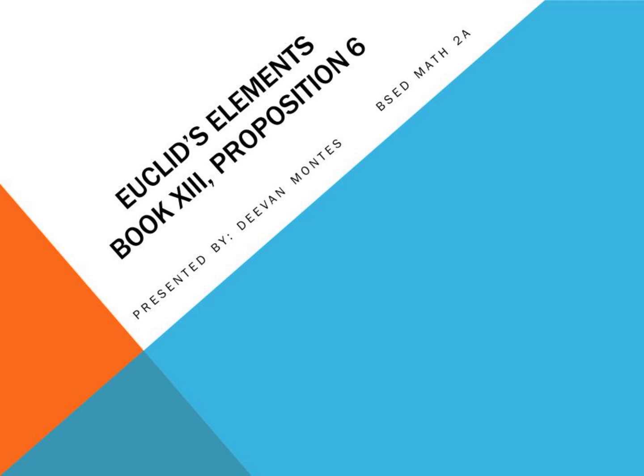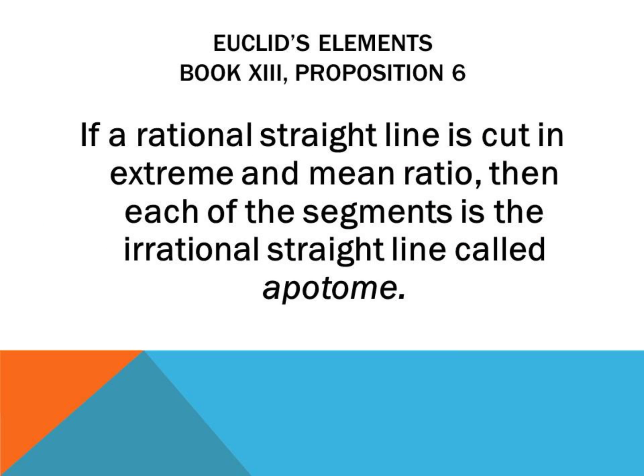In this moment, we will talk about Euclid's Elements from Book 13, Proposition 6. Are you now ready for today's discussion? Okay, then let's start. From Euclid's Elements, Book 13, Proposition 6, it states that if a rational straight line is cut in extreme and mean ratio, then each of the segments is the irrational straight line called apotome.